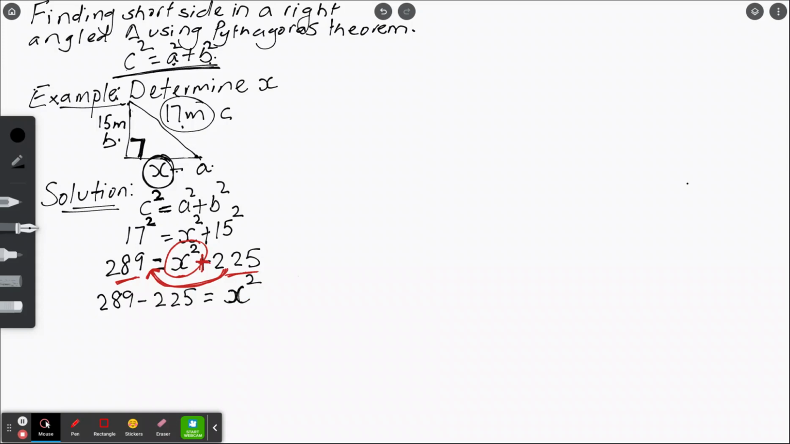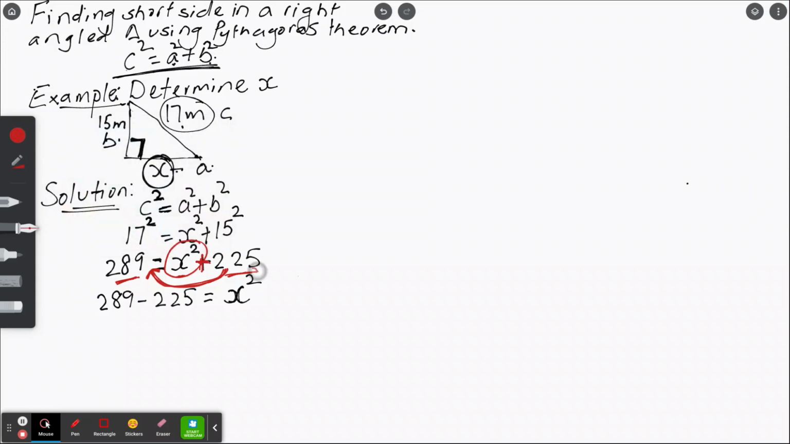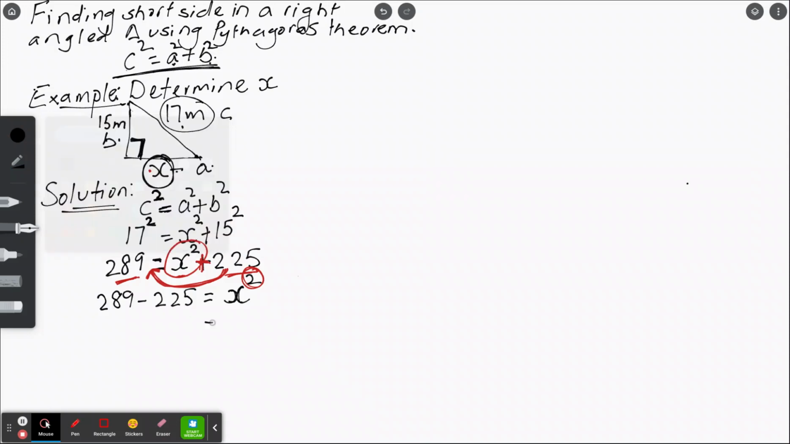Okay. Now, our next rule is to get rid of the square. As I mentioned in my last video, to get rid of the square, because the purpose is to get the x value, not the x square value. So again, to get rid of the square, if you remember from the last video, is just to square root on the other side. The opposite of a square is a square root.